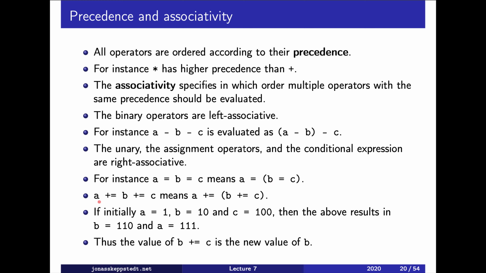Here we have a compound assignment. That means an operator and an assignment in one. It's also right associative, so it's evaluated like this. What is the value of this? The value of b plus equals c is the new value of b. So if a is 1, b is 10, and c is 100, a will eventually become 111.